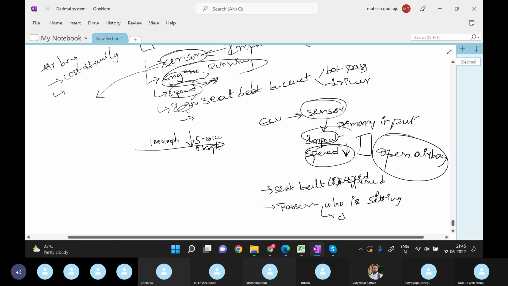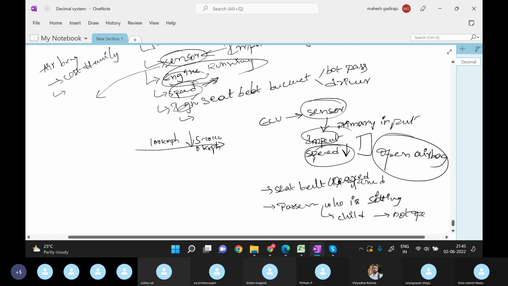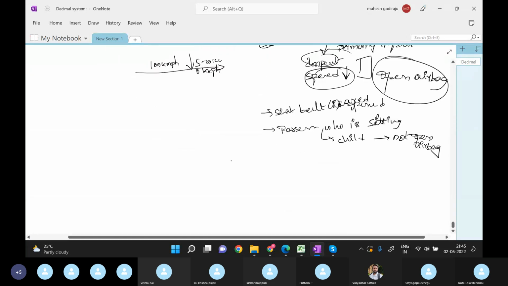If there is a child, it will not open the airbag. Does anyone know that fact? No, bro. If a child is sitting in that passenger seat, even if the seat belt is worn, still it will not open the airbag. Does anyone know the reason behind that? Approximate weight. It will decide depending on the weight only, whether this is a child or adult.